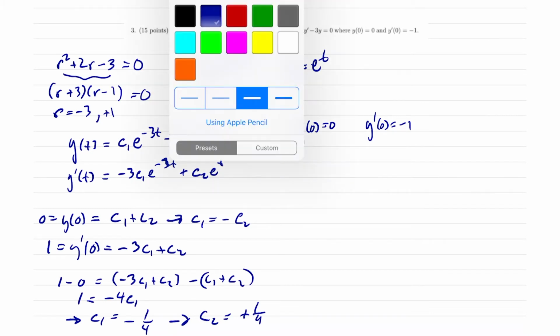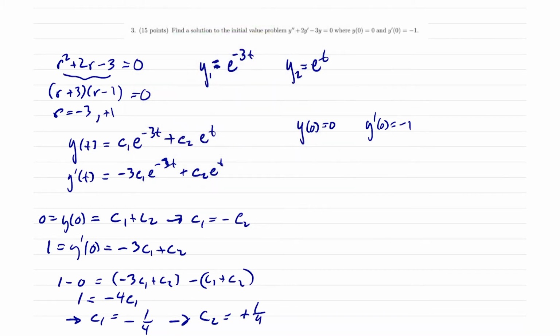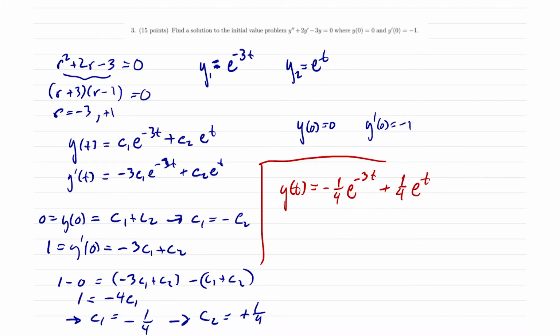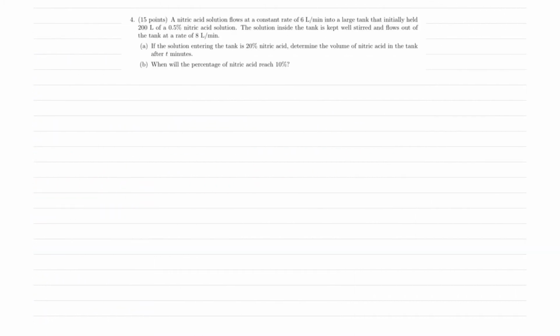So the solution is then y of t is equal to minus 1/4 times e to the minus 3t, plus 1/4 e to the t, right? And there we go. All right, next problem.